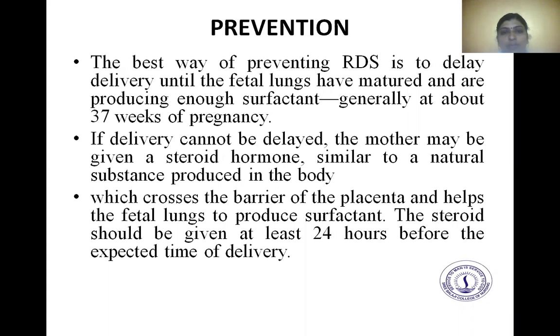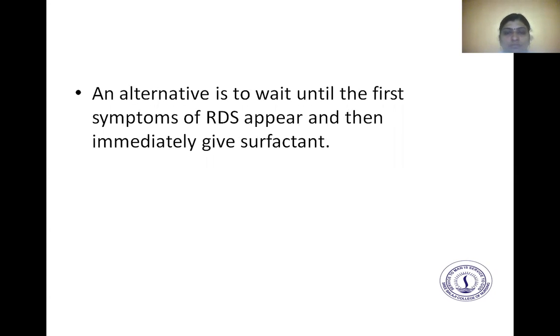If delivery cannot be delayed, the mother may be given a steroid hormone similar to a natural substance produced in the body, which crosses the placental barrier and helps the fetal lungs produce surfactant. The steroid should be given at least 24 hours before the expected time of delivery. An alternative is to wait until the first symptoms of RDS appear and then immediately give surfactant. As soon as the preterm baby shows symptoms, within 6 hours of delivery, surfactant should be administered.